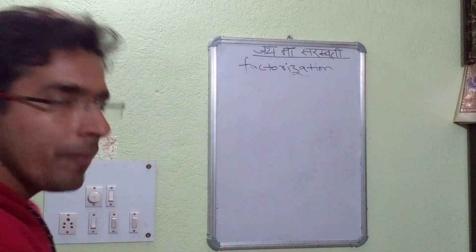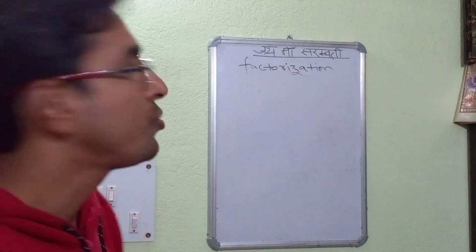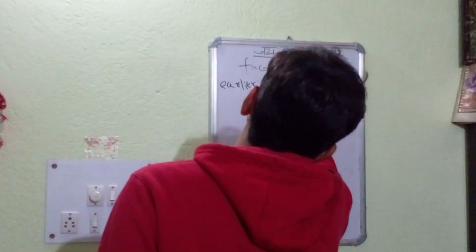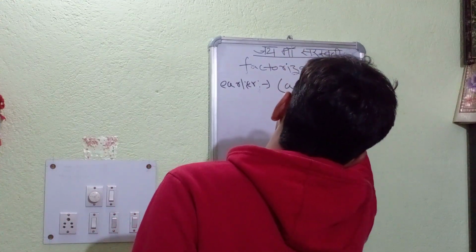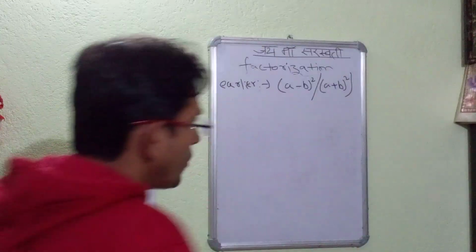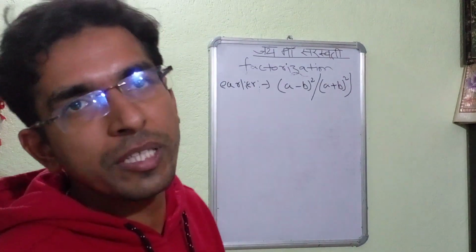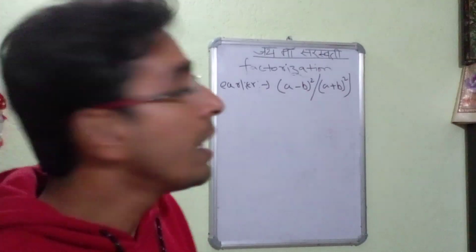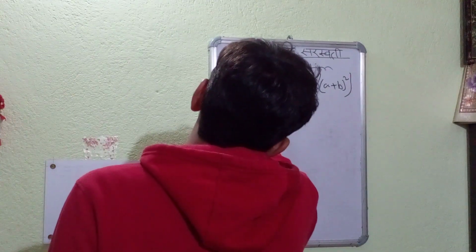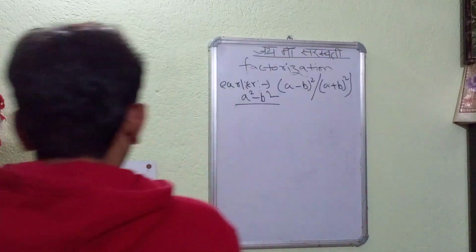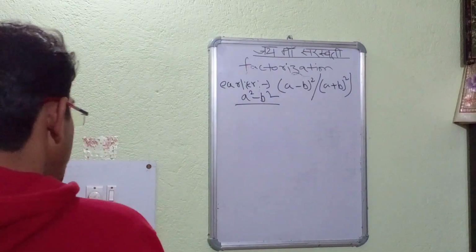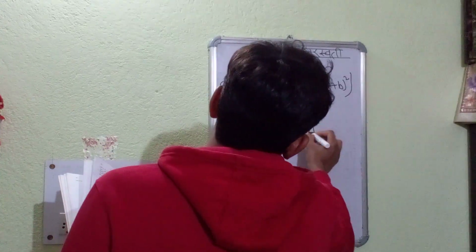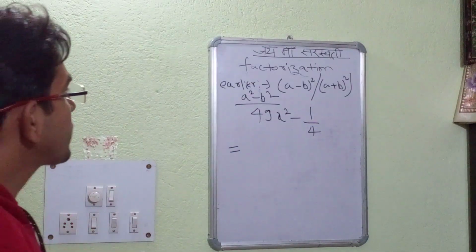So we will take one example in the form of a square minus b square. Earlier we had seen the a minus b the whole square and a plus b the whole square formulas. The sums were based on those two formulas. Now we will deal with a sum based on the formula a square minus b square. We will take one more example regarding this. Suppose it is 49x square minus 1 by 4.